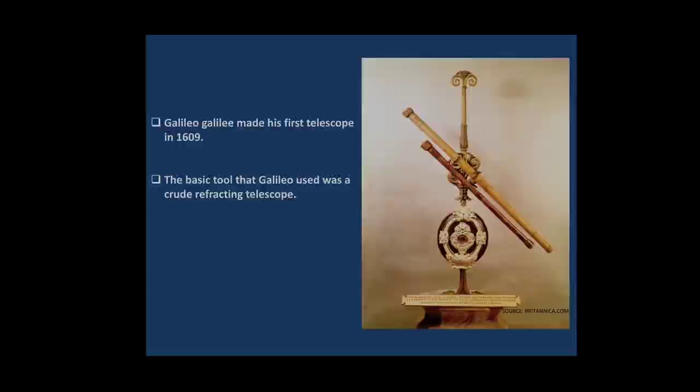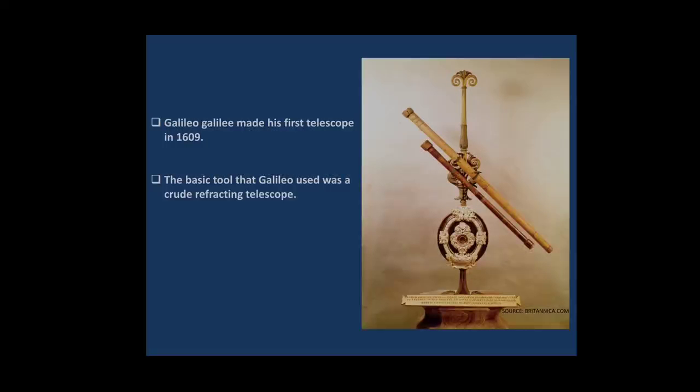Although Galileo Galilei was not the inventor of the telescope, he was one of the first persons to use a telescope for astronomical purposes, and his observations did revolutionize our view of the cosmos. Galileo Galilei made his first telescope in the year 1609. The telescope he used was a very primitive spyglass. This type of telescope is known as a refracting telescope.